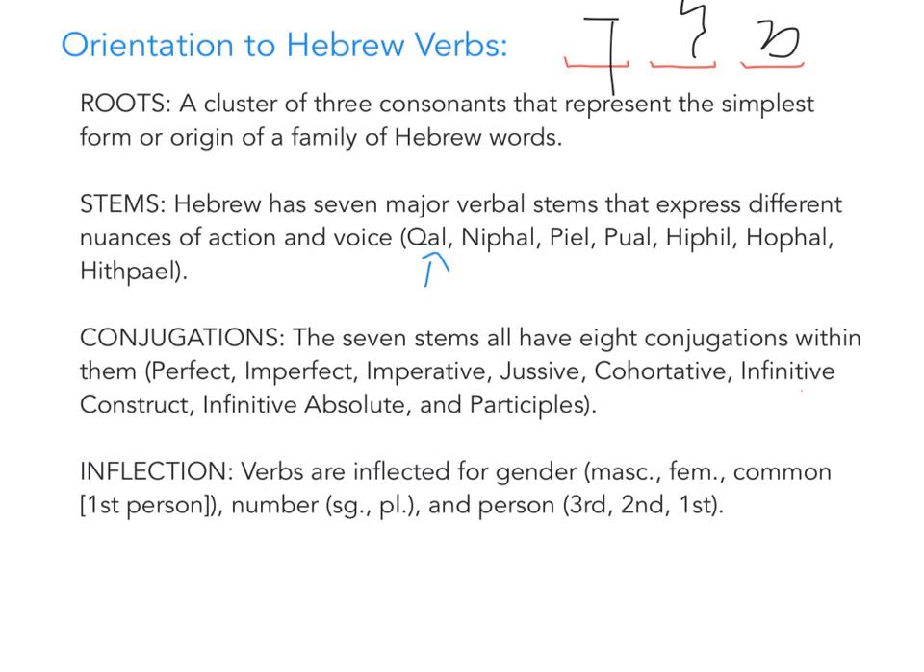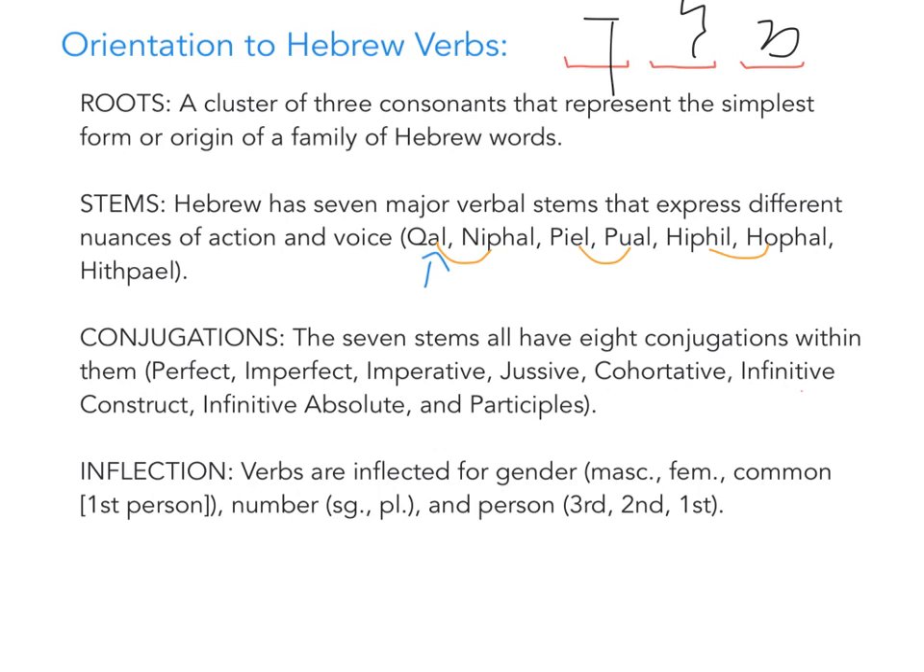So for example, when we learn the Qal, we're going to find the Nifal is really just the passive of the Qal. When we learn the Piel, we're going to find the same thing. The Pual is the passive. We'll also find there's relations between the Hifil, the Hofal, and the Hitpael in terms of the types of actions that they express or the voice of those verbs.